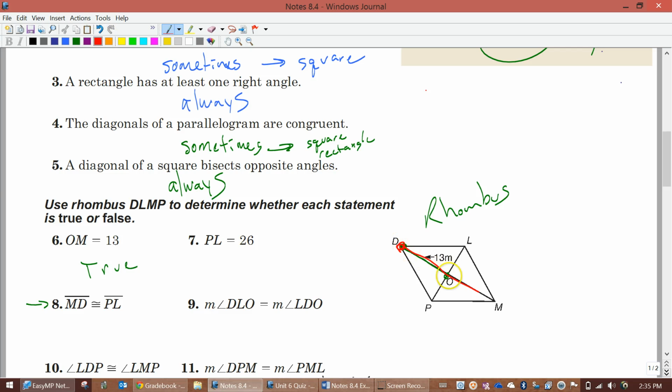MD congruent to PL. Is MD congruent to PL? If you're saying true, you're claiming that the diagonals on a rhombus are congruent. Is that true? Diagonals are congruent on a rectangle, not on a rhombus. This one's false.